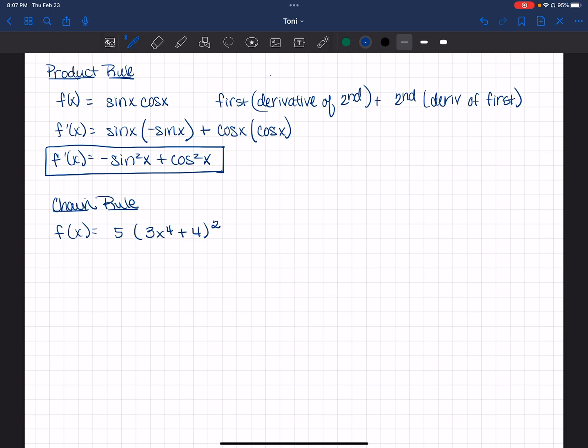So what's on the outside? It's like we have 5 times this chunk here, right? So if this were like 5x squared, what would we do? We would say 2 times that 5, and then we would take 1 away from the 2. So this gives me 10 times my chunk, my blue chunk. I don't do anything to it right now because that's the inside.